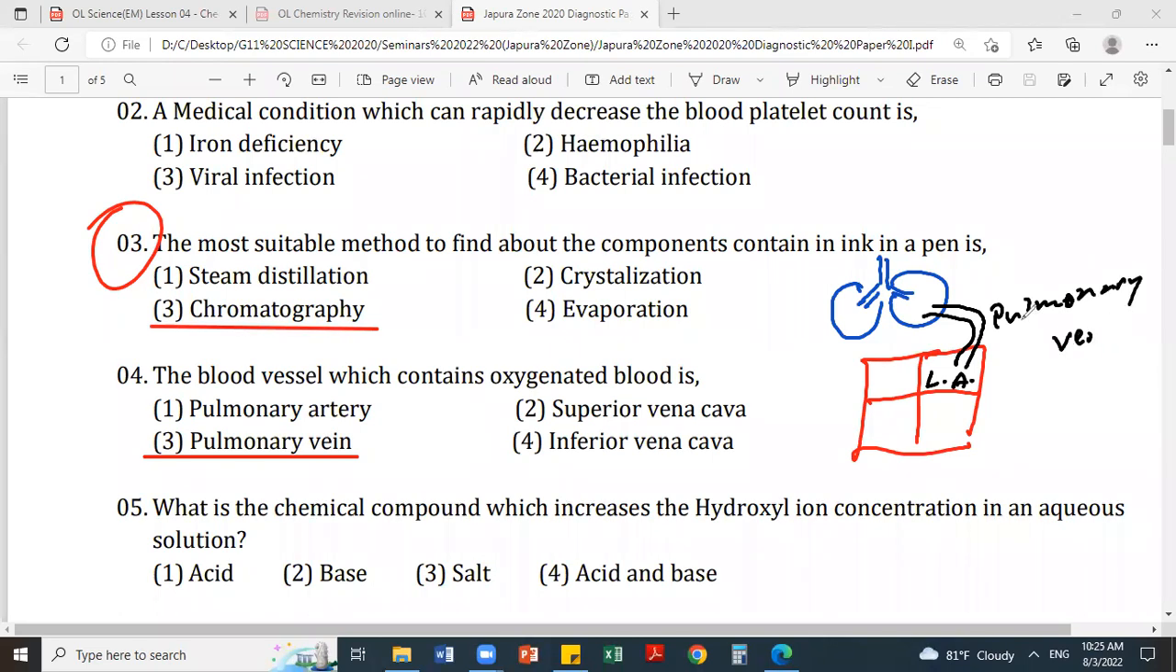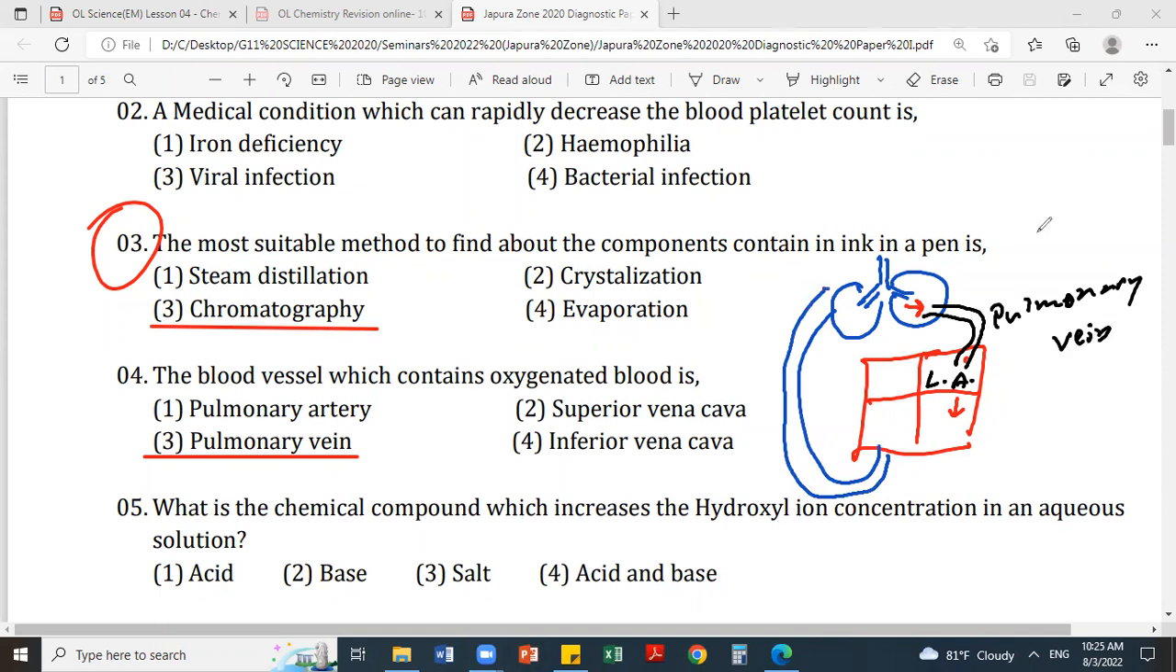Pulmonary vein. If you can make a small sketch. Red blood, oxygenated blood, reaching from your lungs to the left side of the heart. Then who carries blood towards the lungs from this side? That is deoxygenated blood or blue blood. Blue blood towards the lungs by whom? By the pulmonary artery. This is called pulmonary circulation.